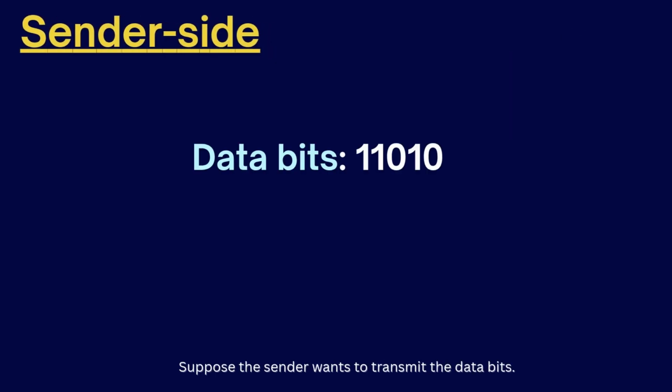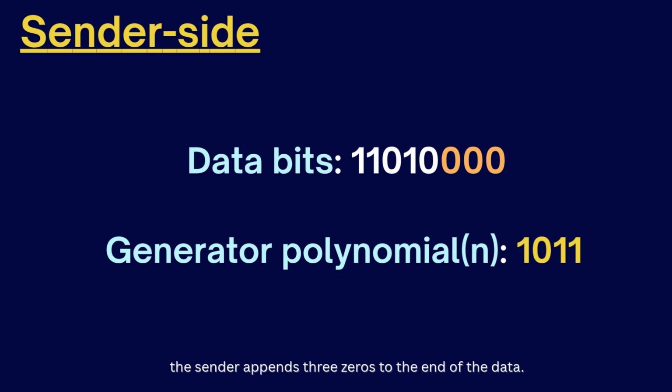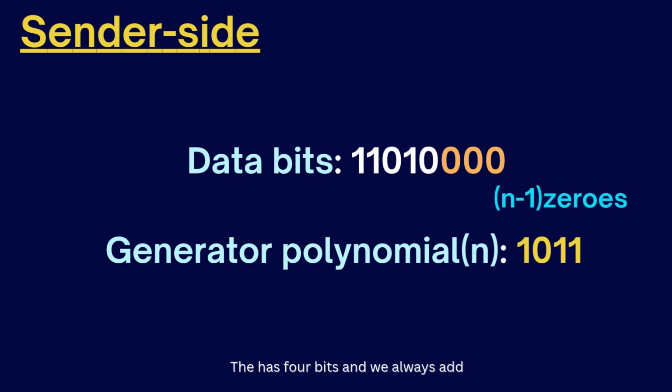Suppose the sender wants to transmit the data bits 11010. The generator polynomial used is 1011. First, the sender appends three zeros to the end of the data, because the generator polynomial has 4 bits and we always add n minus 1 zeros.